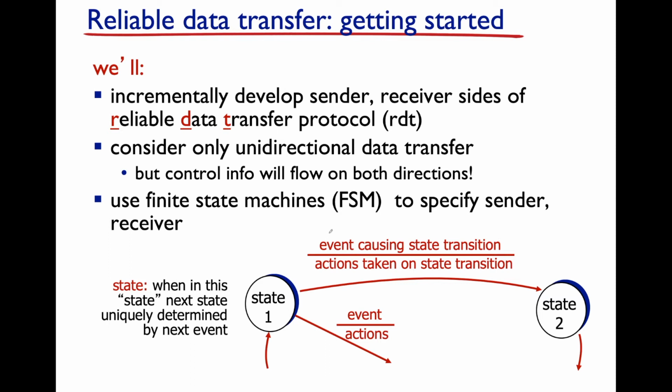And so we have one event above a line, that's the event that causes the transition, and then another set of events below a line, and that's the set of actions that are taken when the transition occurs. And so you have a transition from state 1 to state 2 when a certain event occurs, and then you have actions that are taken when this event fires or is detected.